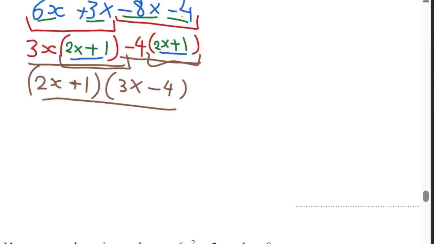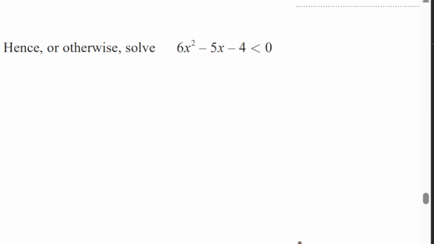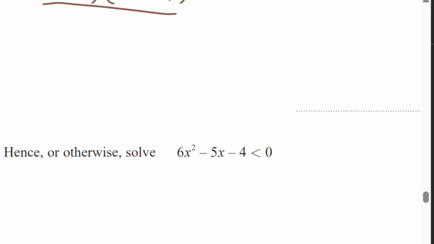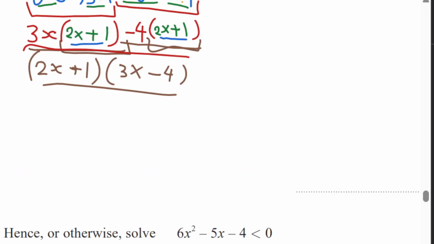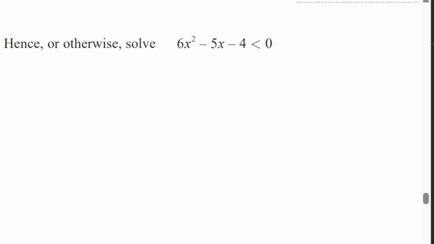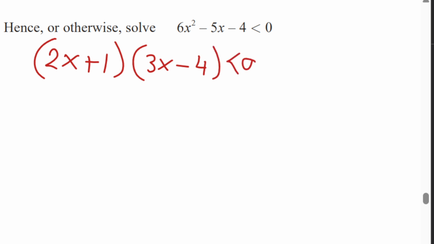How was it? Now, let's look at the second part. The second part says hence or otherwise solve. It's a very nice question. To solve, first thing, bring these down. 2x plus 1, 3x minus 4 is less than 0.